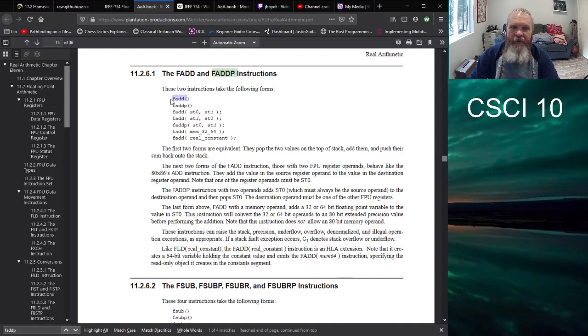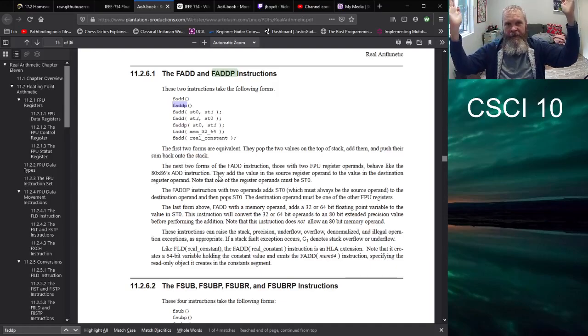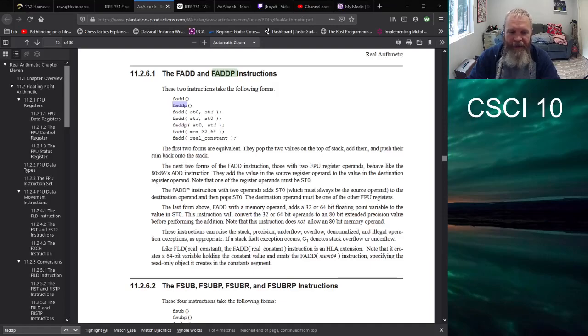So we could have said fadd, but I like faddp, just as a reminder that that's what it does. So what does fadd and pop do? It takes num2 off the top, takes num1 off next, adds them together, and pushes the result back on the stack. Which is just kind of neat that it does that.